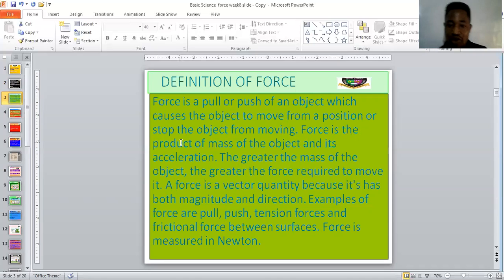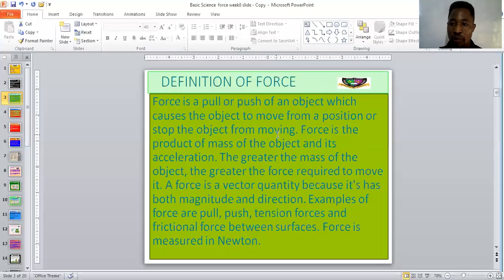So come with me as we go further into this topic. I said force is the product of mass of the object and its acceleration. All right, you just need to know this. There are some questions that come from different exams that you'll be writing. Some of you will be writing Navy Common Entrance, some of you Federal Common Entrance, and all sorts. You never can tell. You can be asked what is force mathematically. So force is the product of mass times acceleration.